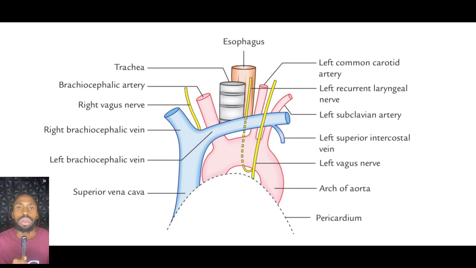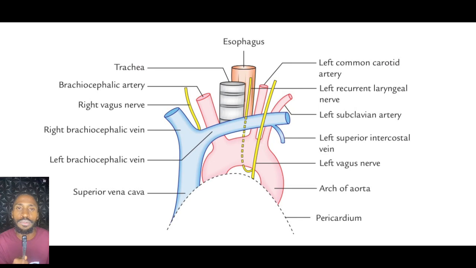So the first one, we're starting with the arteries. The arteries we'll be talking about first of all is the arc of the aorta, with its branches. What are the branches of the arc of the aorta? You have the brachiocephalic trunk, the left common carotid artery, and the left subclavian artery.